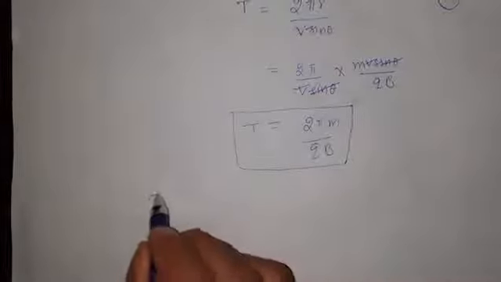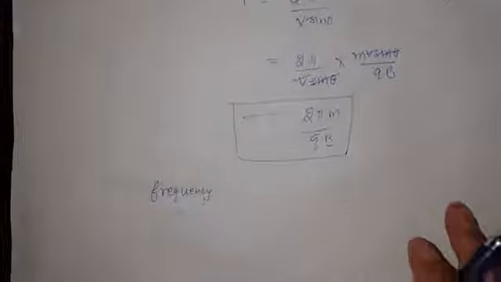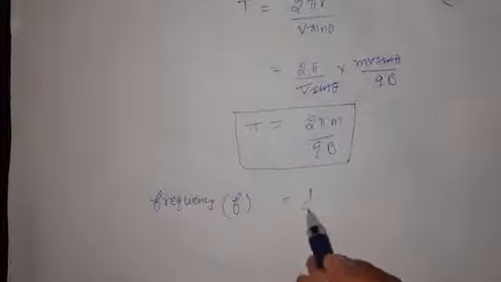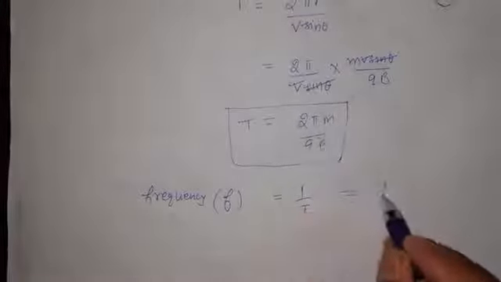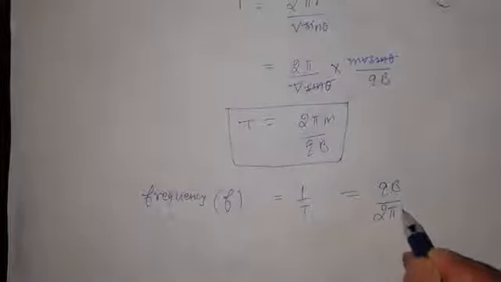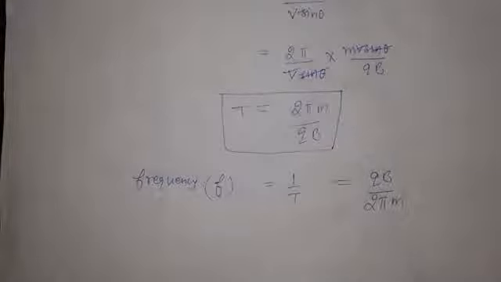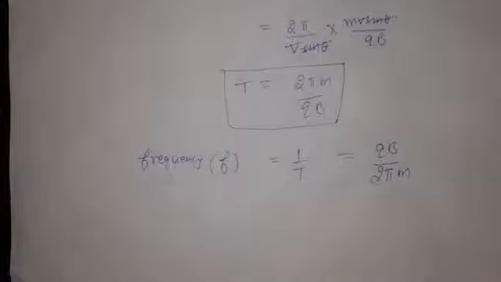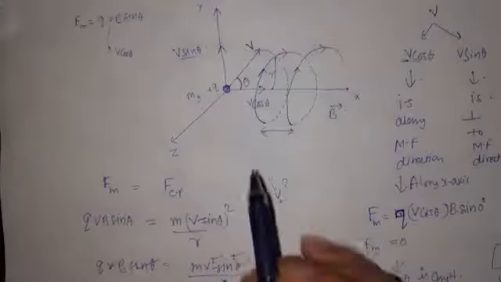Now the next topic is related to its frequency. Frequency is the number of complete rounds in 1 second. As we know, frequency is the reciprocal of time period, so we can interchange these values. So it is qB by 2 pi m. Thus we get the frequency with which this charged particle will cover the number of rounds in 1 second.